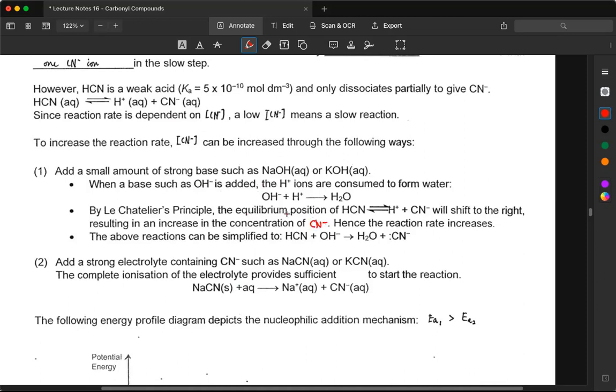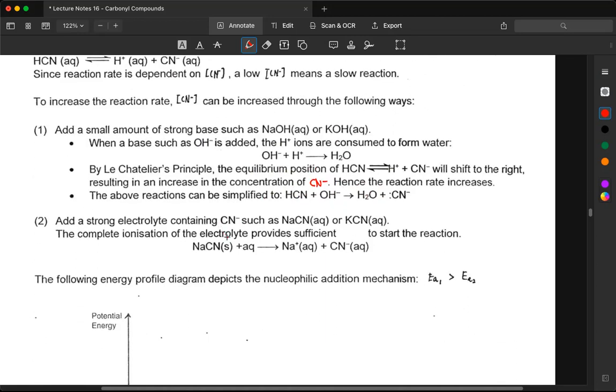Therefore, the reaction rate will increase. So this above reaction is actually simplified to HCN plus the OH minus, forming water and CN minus. Or you can add a strong electrolyte that has CN minus, like KCN or NaCN, because it will be able to ionize completely to form CN minus.